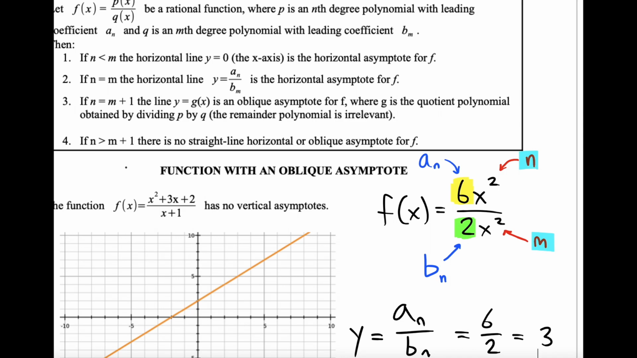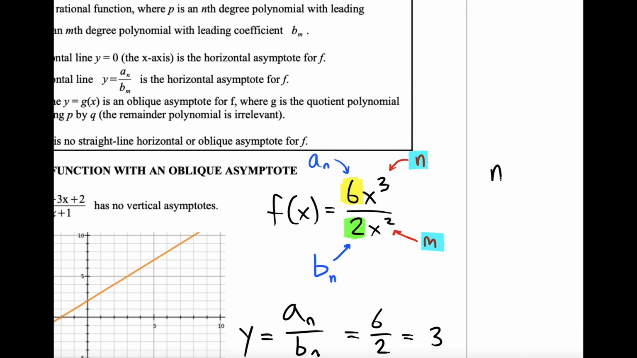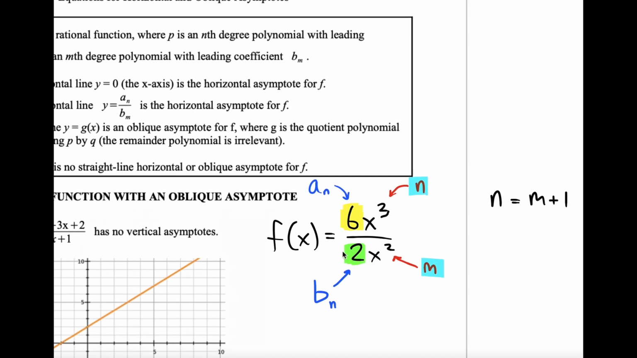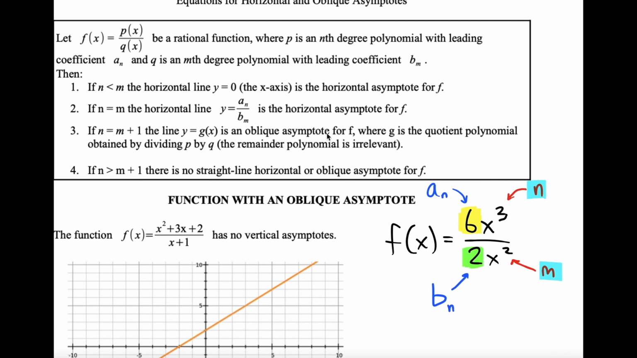Okay, and then let's see. The other types we might get would be, what if our numerator degree is 1 more than the denominator degree. So that's going to be a case where we can get what's called an oblique asymptote. So imagine taking this 6x squared over 2x squared and now just change that numerator degree to be 1 more than the denominator degree. So n equals m plus 1 in this case that I just drew. Now what they're saying is the asymptote won't be a horizontal line anymore necessarily. It's going to be an oblique asymptote.